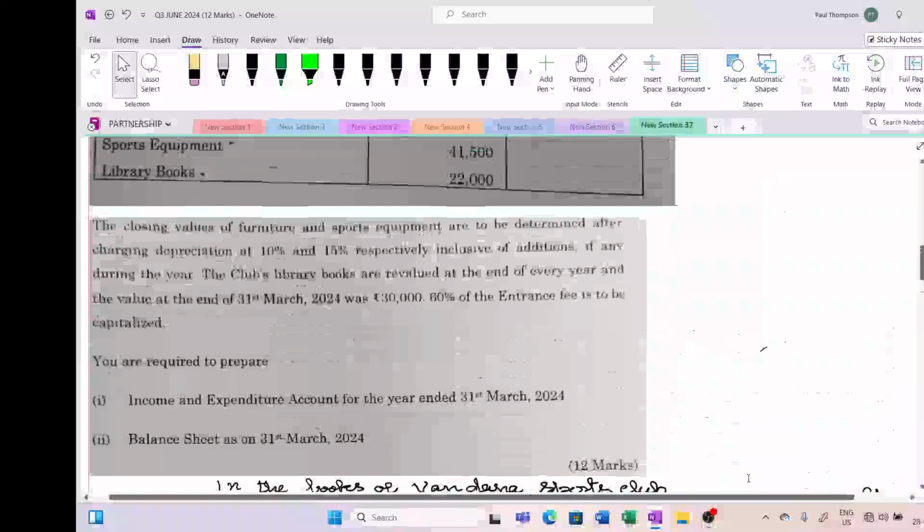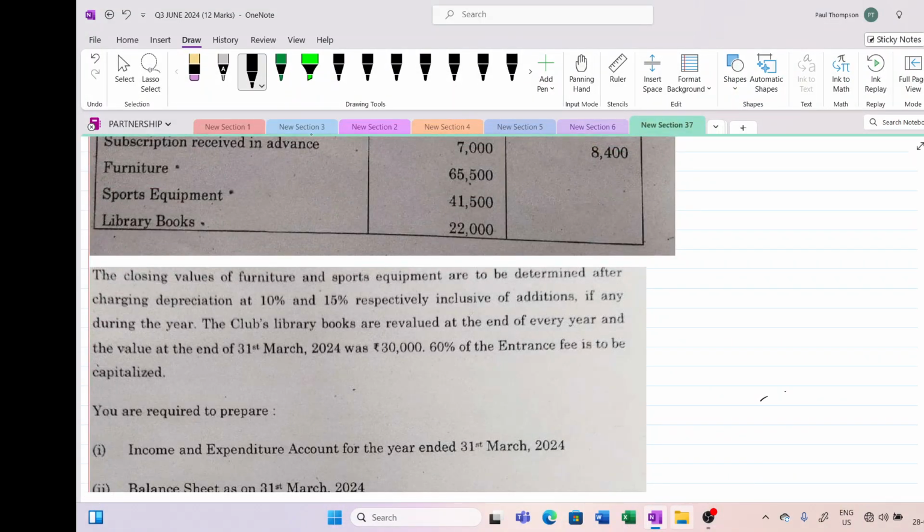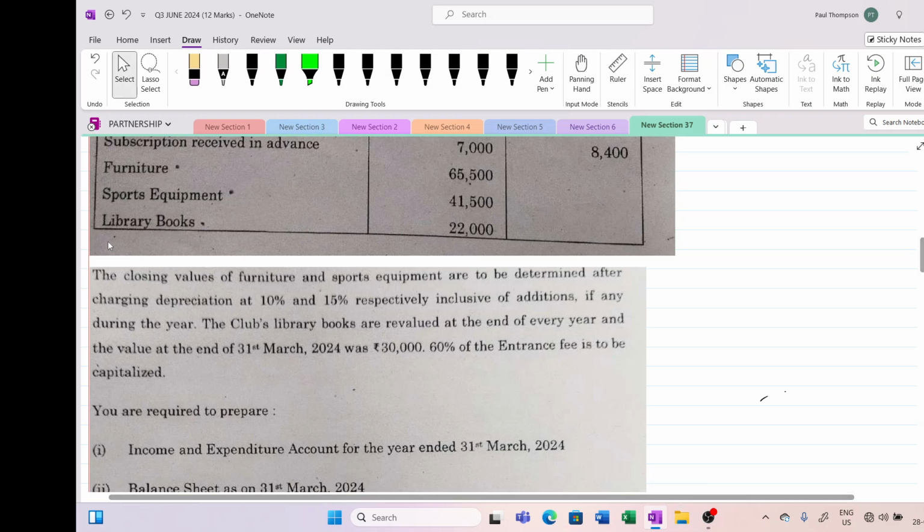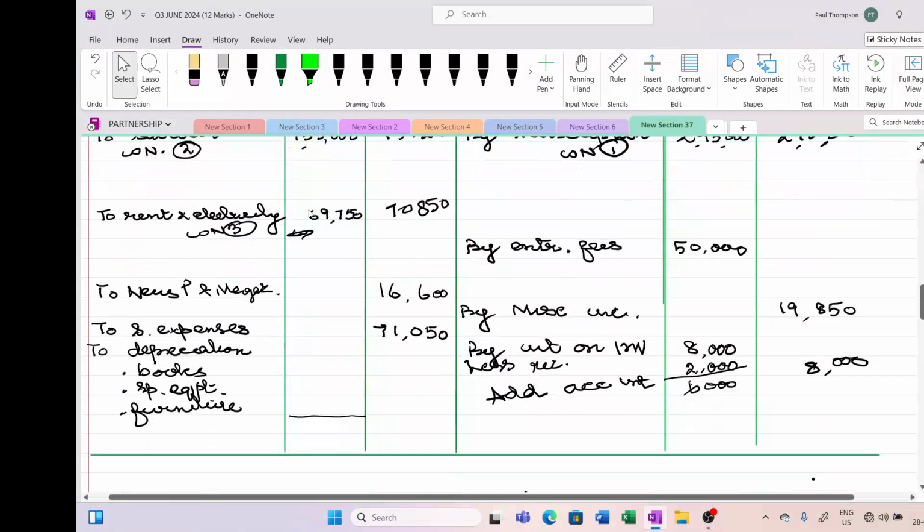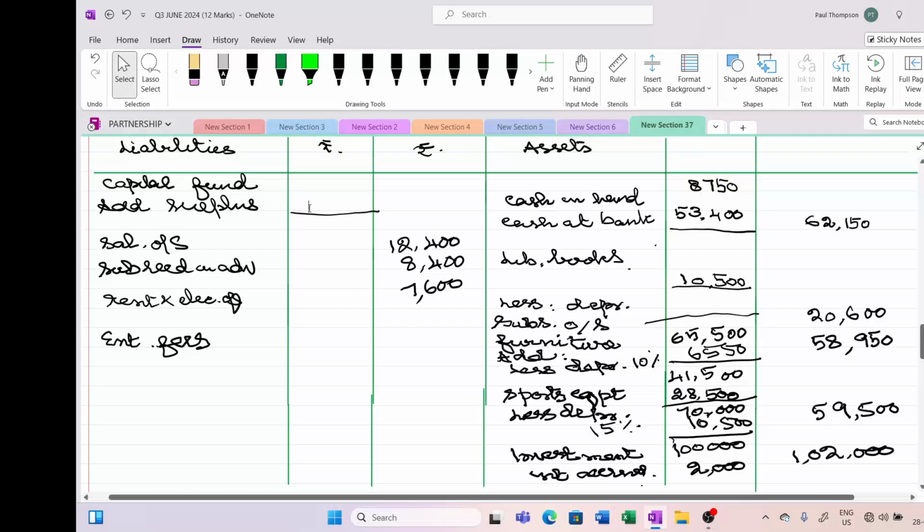Okay, so now coming back to this one, the club's library books were revalued every year and it has been determined 30,000. So straight away they are saying that library books will be 30,000. So already library books were 22,000, opening balance 10,500. So less depreciation is 2,500. This will appear as they have given revalued at 30,000. It means there is a depreciation of 2,500.